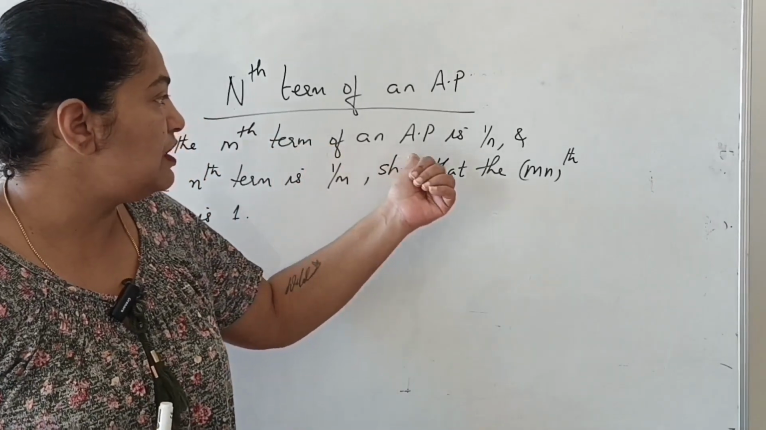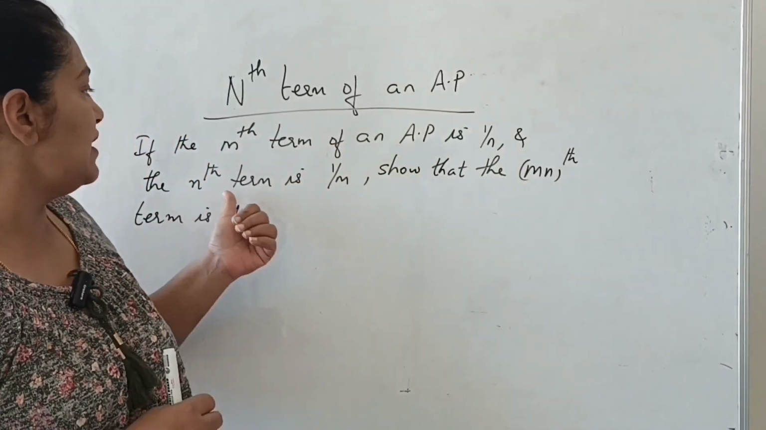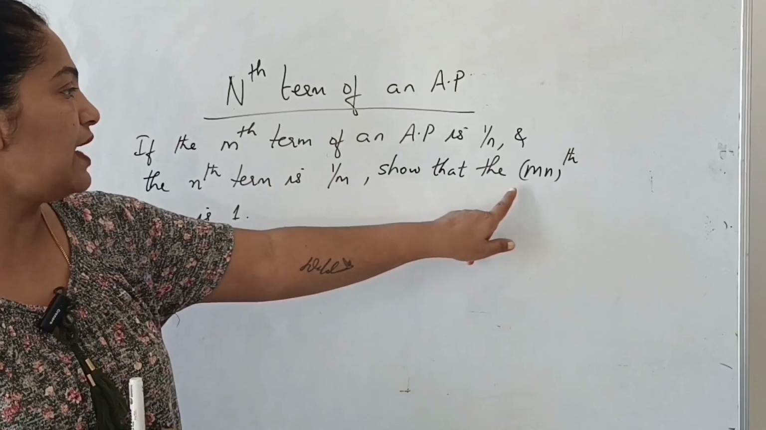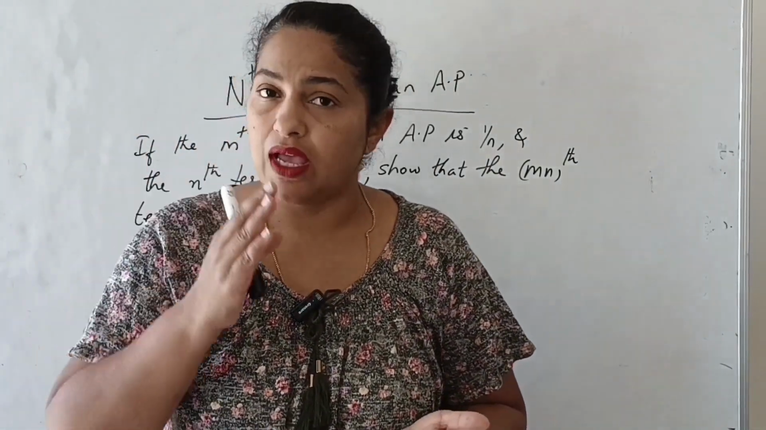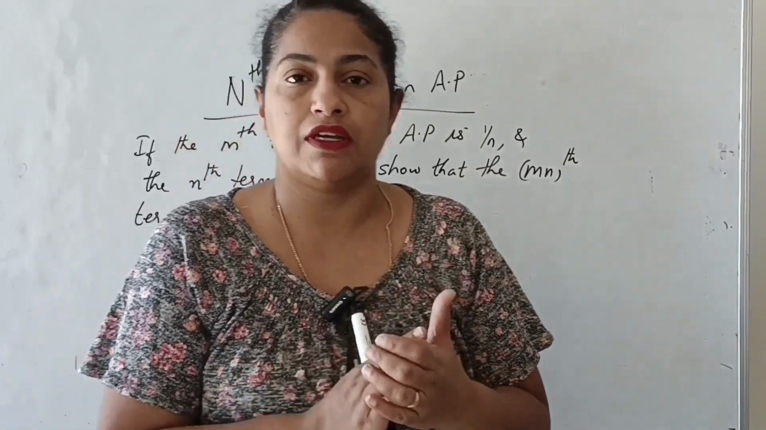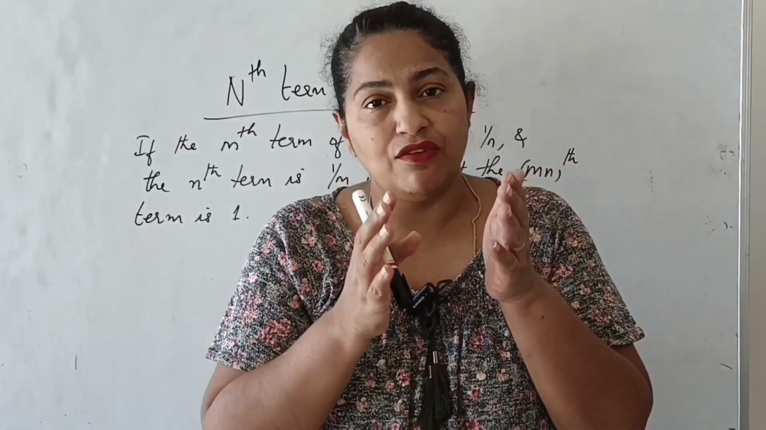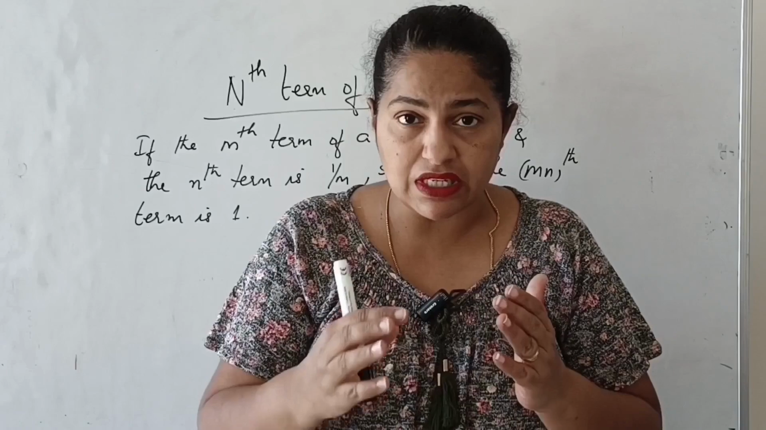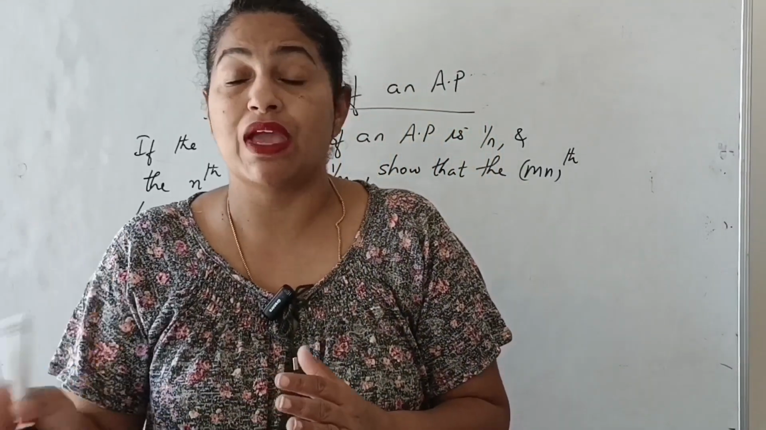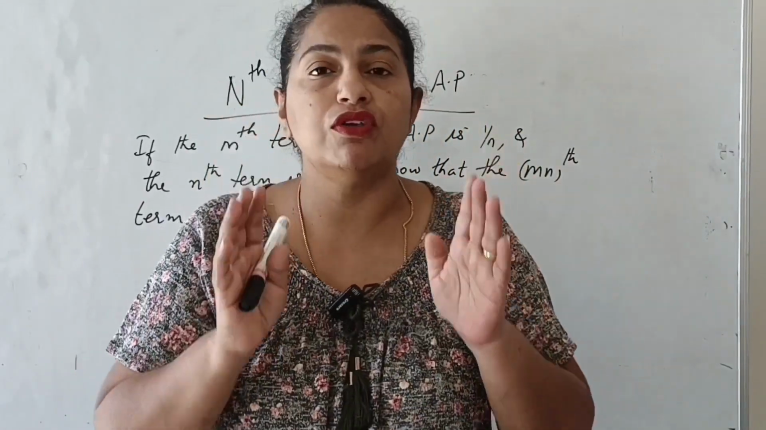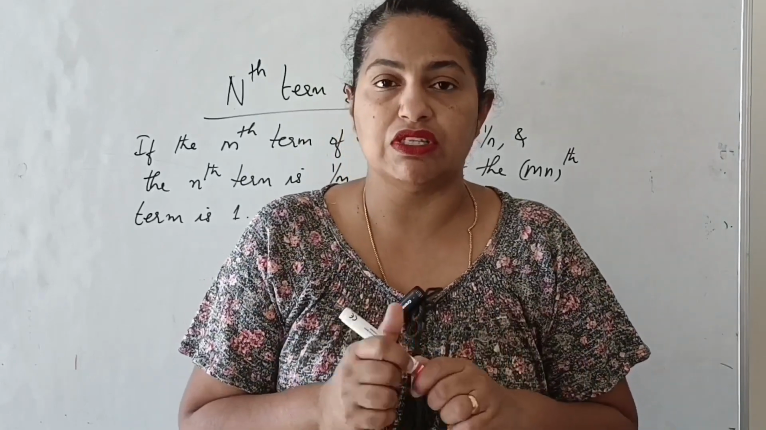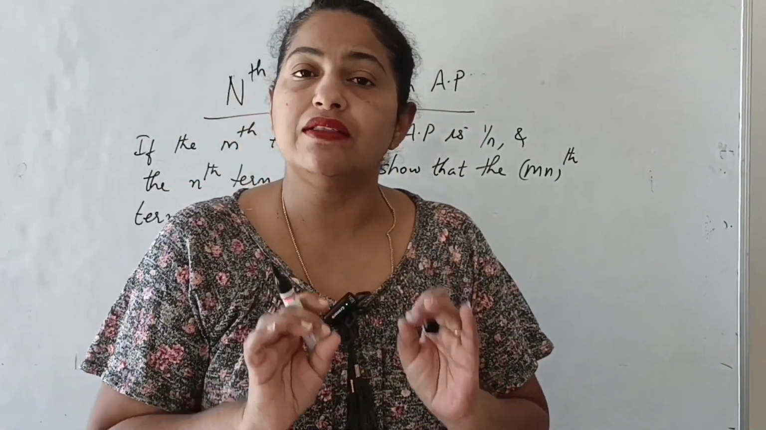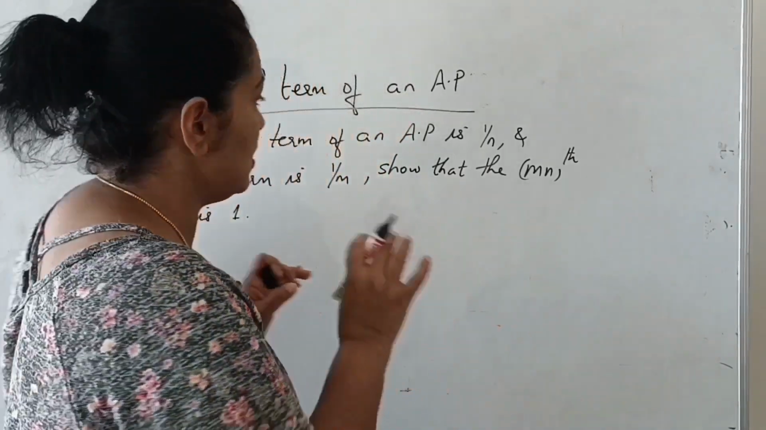If the mth term of an arithmetic progression is 1 by n and the nth term is 1 by m, show that the mth term is a 1. As I have always told you, whenever you are getting a sum, write down the information that you get from the question, and the information that you can apply to the question, before you start sorting the sum out. Now in this particular question, what is the information that we are getting from the question?